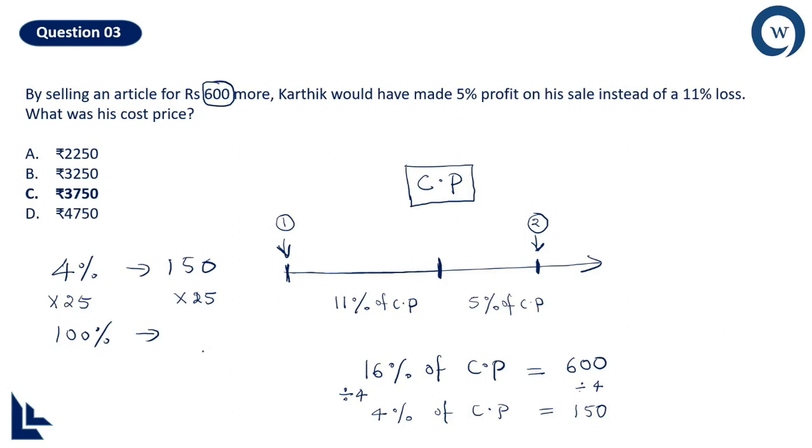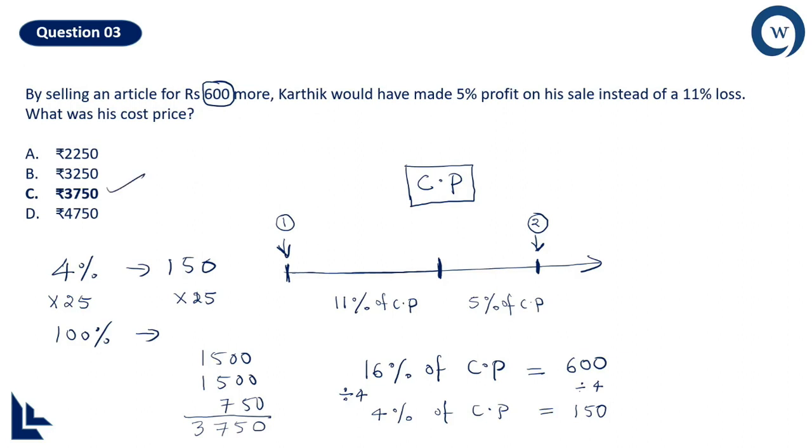150 into 10 will give me 1500. And 150 into 20 means one more 1500 is there. And lastly, 150 into 5 is there, right? Which is half of 1500, which is 750. Your final answer is 3750. I hope the explanation for this problem is clear to you.